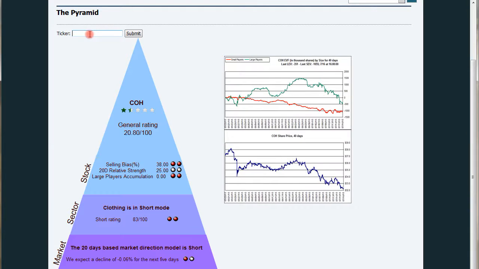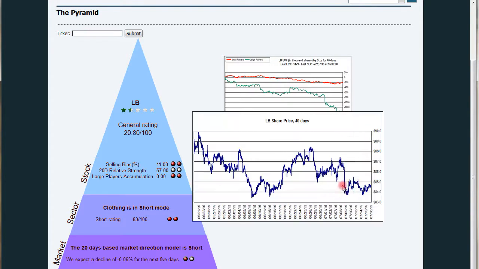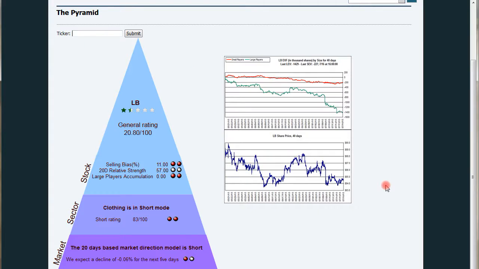So I would try also LB. Okay, LB is pulling back here. So LB, it's good to try a short around 85 here. You can see that the large effective volume is down. So this is the kind of test I would do on the breakout calculator.